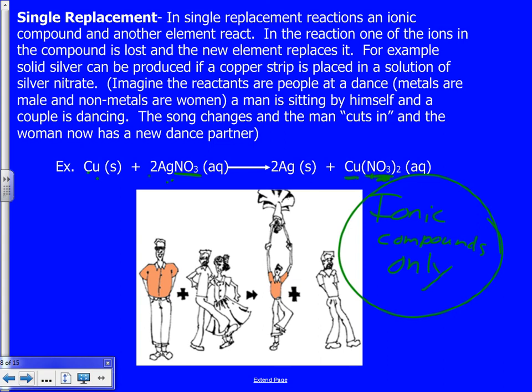How many nitrates are over here? 2. We got a 2 outside the bracket. It means that there's 2 of them over there. That's where people will often make mistakes when they're balancing, is they'll confuse this number as applying to the whole thing. Nitrate is made up of 1 nitrogen and 3 oxygens. That's 1 nitrate ion.